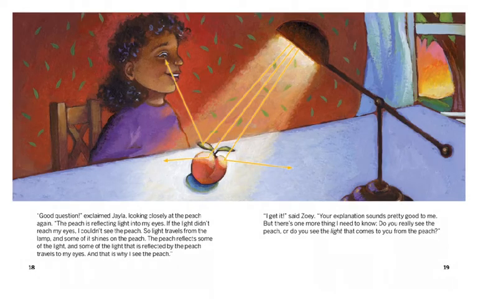Now, trace the path the light needs to take if Jayla is going to be able to see the peach. You should have traced the path of the light starting at the lamp, going to the peach, bouncing off of the peach, and then going to Jayla's eye. Would Jayla be able to see the peach if there was no light? No, light is what allows Jayla to see the peach.